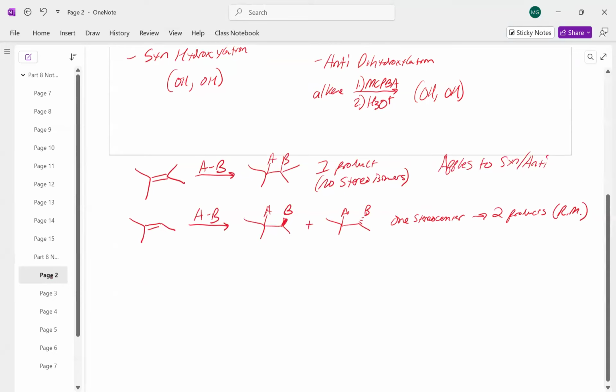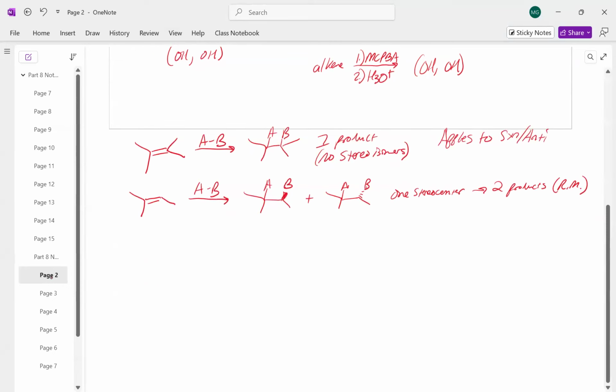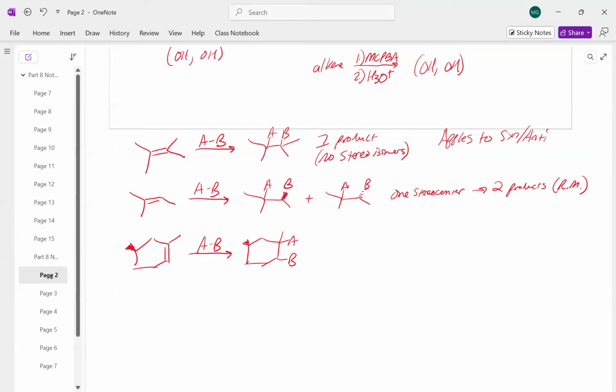All right, now let's get a little bit more complex. So again, we're going to look at this on both sides now, syn versus anti. So here's just the product without any stereochemistry shown, except for the current chiral methyl group there. And in this case, we've created two new stereocenters.